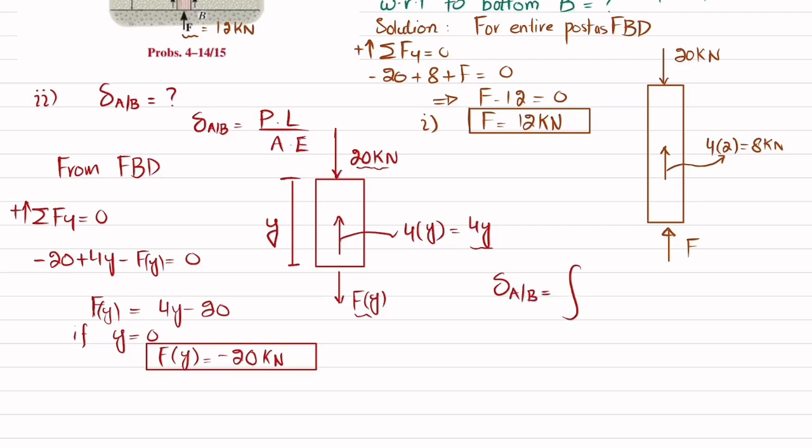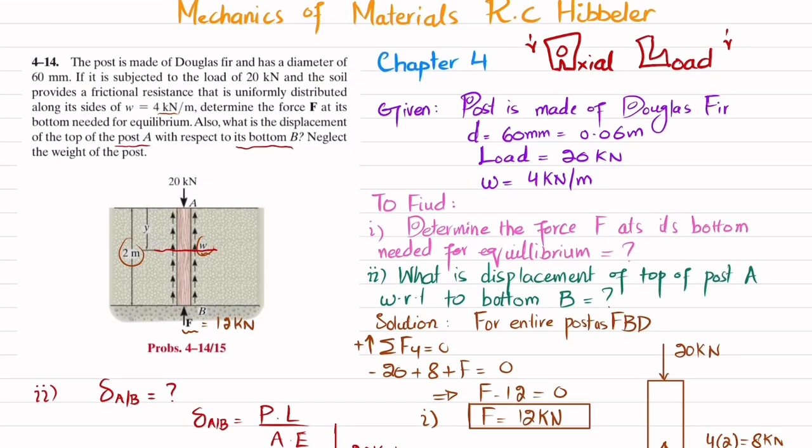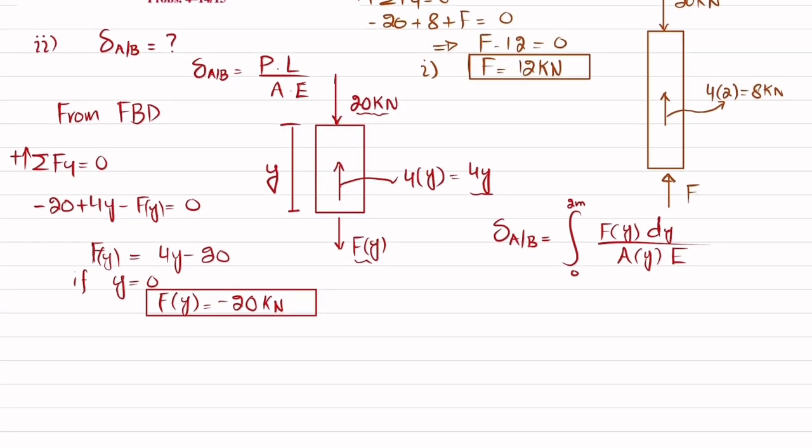Now what we have to do is find the displacement of point A with respect to B, for the entire length of 0 to 2 meter. That can be written as Fy, this force, into small length dy over A into E. Since the diameter of this post is given as 60 millimeters, the area remains the same throughout. So we will take 1 over A into E, because these are constant, and we will be left with the integral from 0 to 2 meter of Fy into dy. Okay. Now we will integrate it.